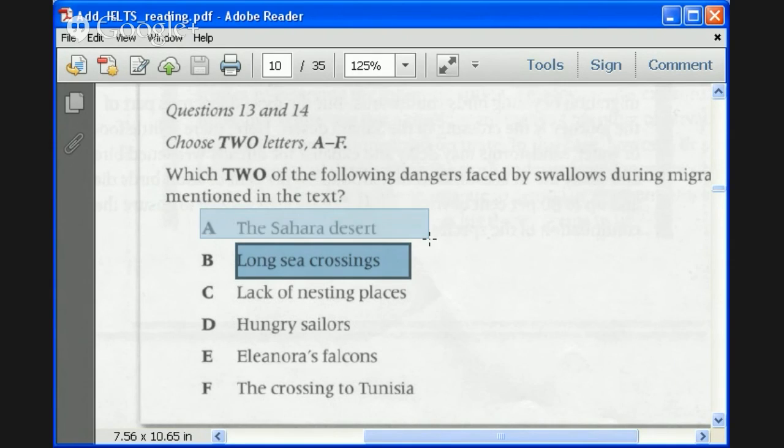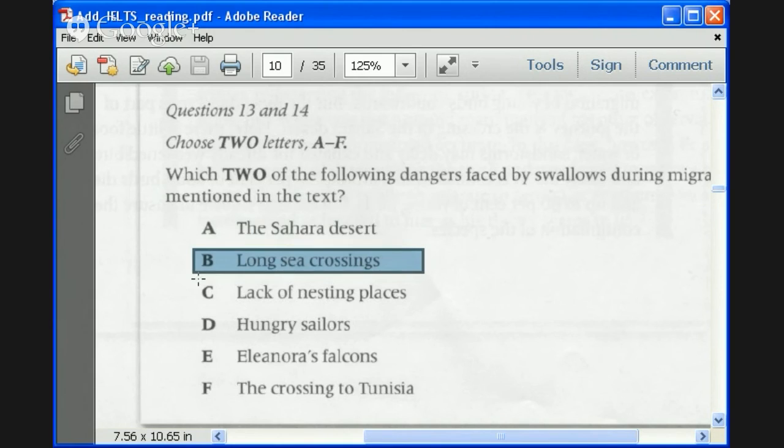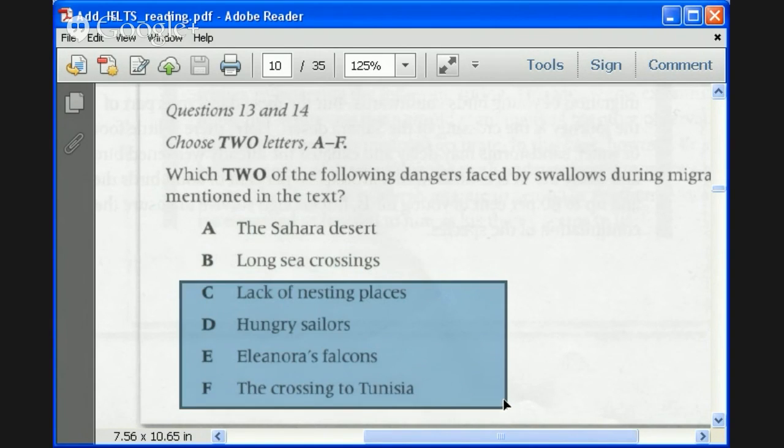A is definitely right. B is definitely wrong. I cross it out. Now we've got to find one more out of these four. Maybe D.